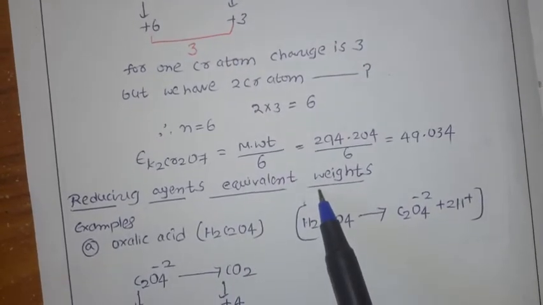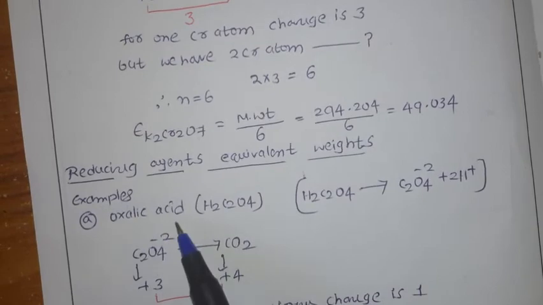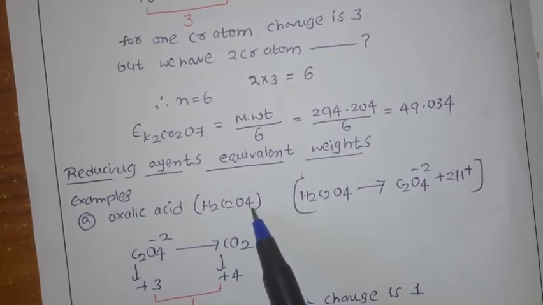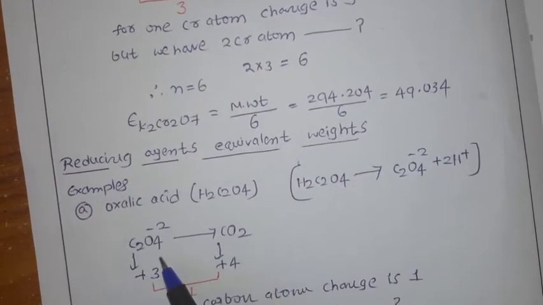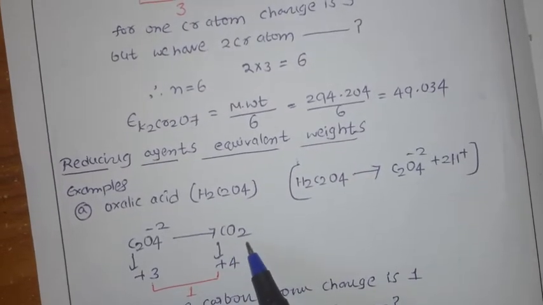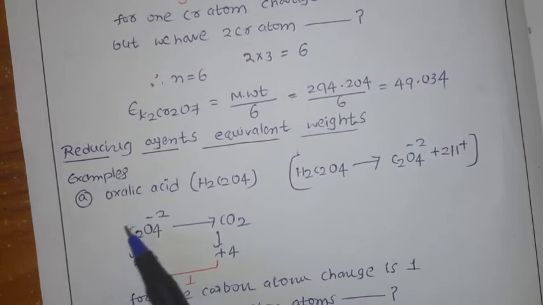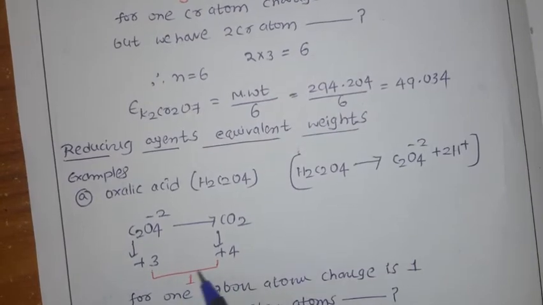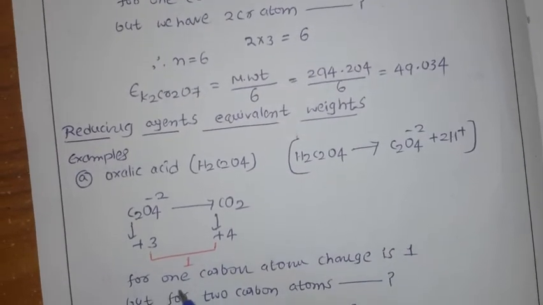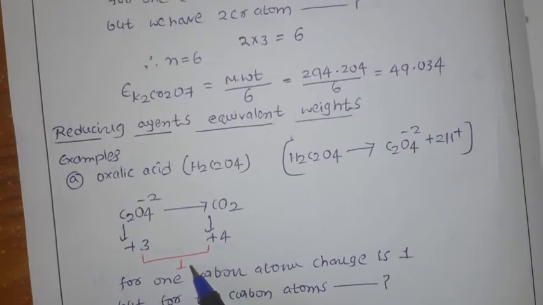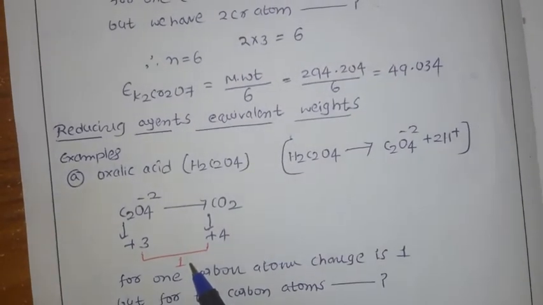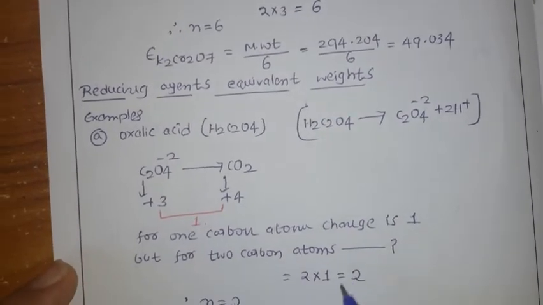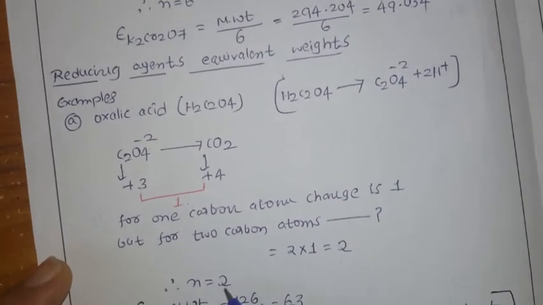Already we came across what a reducing agent is. Now, here we have oxalic acid. This is the formula H2C2O4. If you see the reaction here, C2O4 2- is converted into what? CO2. Here if you calculate the carbon oxidation number, you are going to get +3. Here +4. The change is how much here? 1. But already we told that we calculate the oxidation number per one atom, and here we have 2 carbon atoms. For 2 carbon atoms, the change is 2. So n equal to 2.